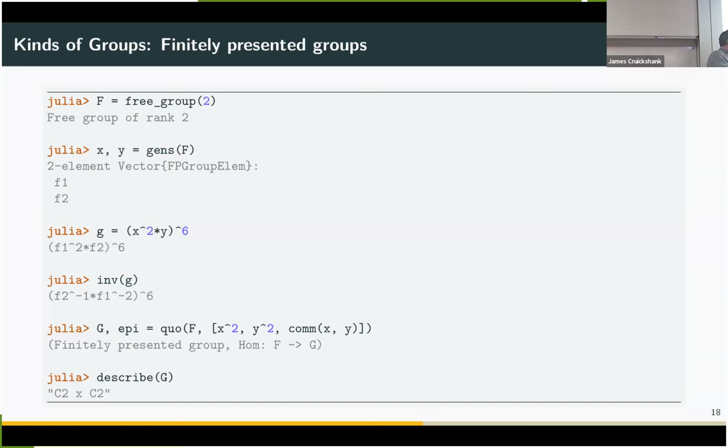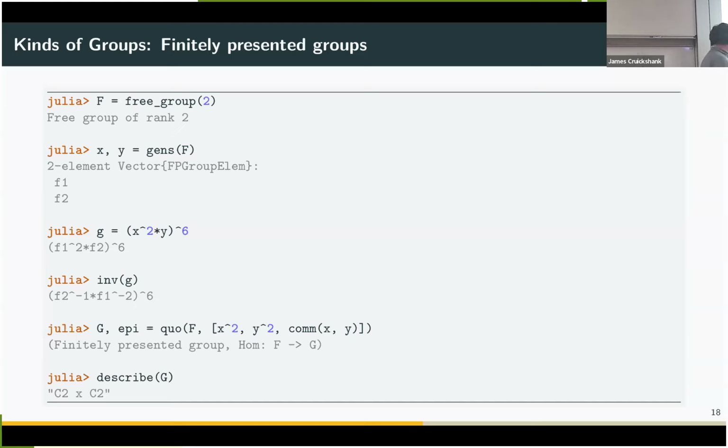Inverting means just reverse the word and invert all the letters. That's also an element of the free group. And in order to create finitely presented groups, quotients of free groups, there is a function quo which takes the group, and then, as we have seen, a list of elements in this free group, and then the result is the largest factor group that contains these elements in the kernel. Again, here quo returns both the factor group and the map from the free group to this factor group.